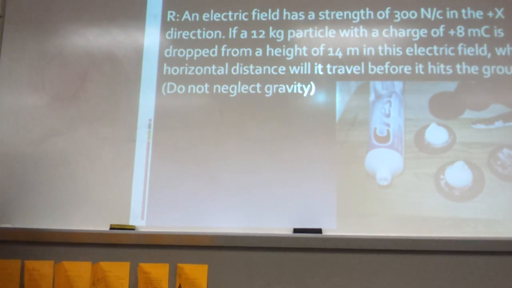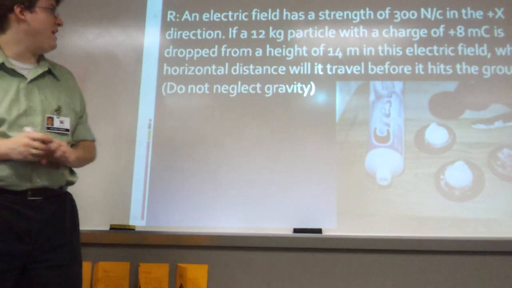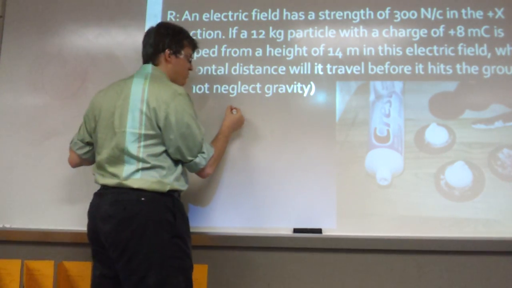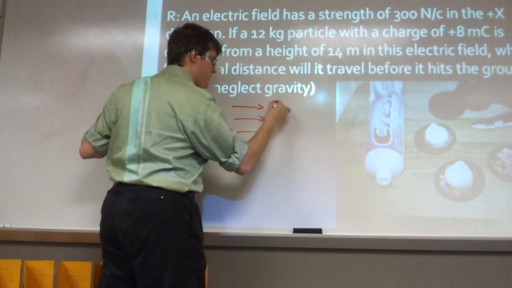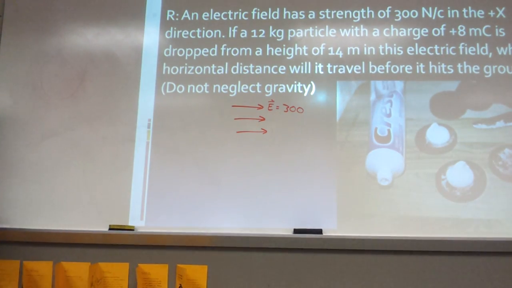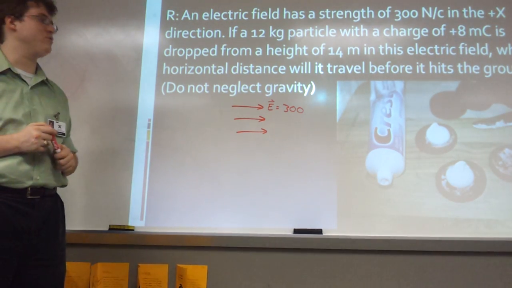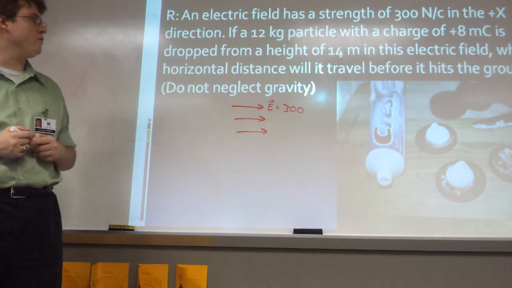Okay. An electric field has a strength of 300 newtons per coulomb in the positive x direction. So here's our electric field going this way. If a 12 kilogram particle with a charge of 8 millicoulombs is dropped from a height of 14 meters in this electric field, what horizontal distance will it travel before it hits the ground?